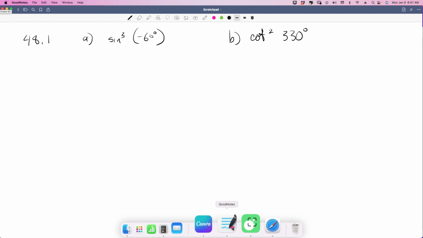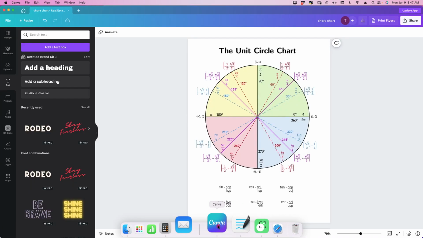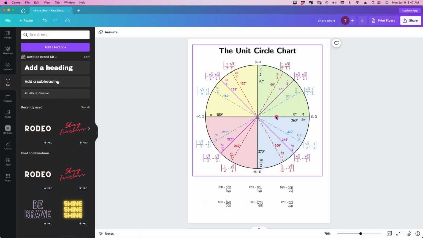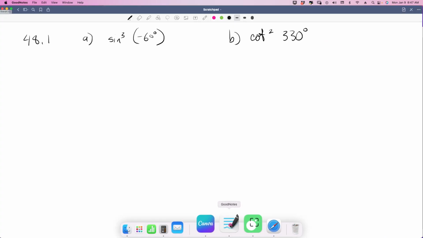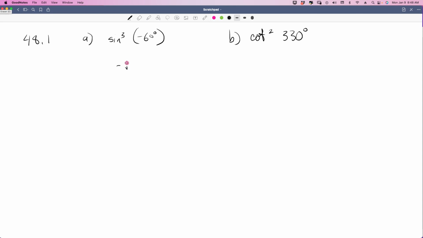We're looking for, what was it? The sine of negative 60 degrees. So the negative 60 would be the same as 300. And the sine of that is going to be negative square root of 3 over 2. See how handy that was? Negative square root of 3 over 2.